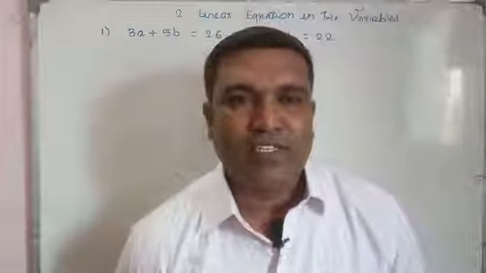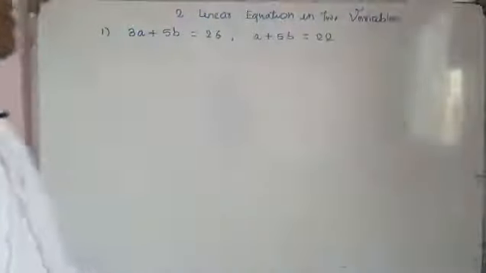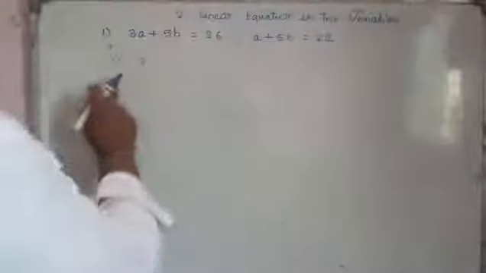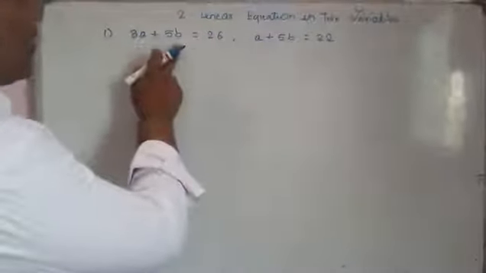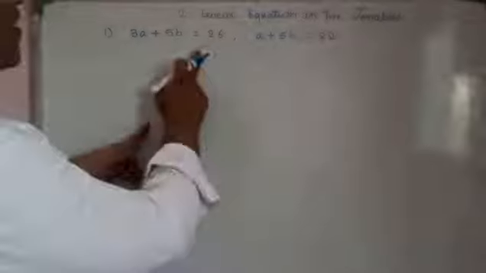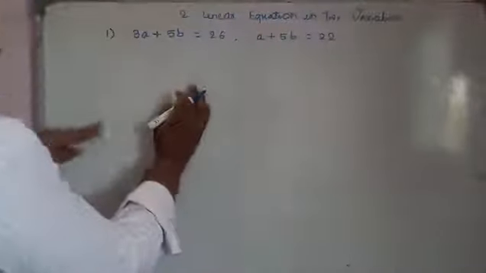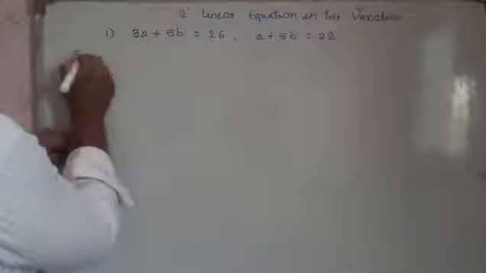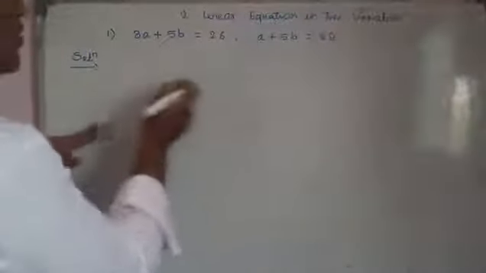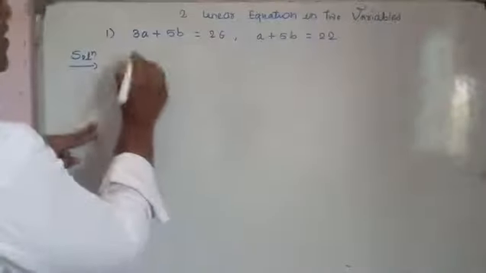Okay, so let's start. Now the given simultaneous equations are 3a plus 5b is equal to 26 and a plus 5b is equal to 22. Let us solve it. For the solution of the given example, we first denote them as equation first and second. So let us see.